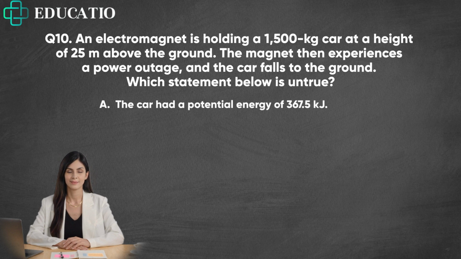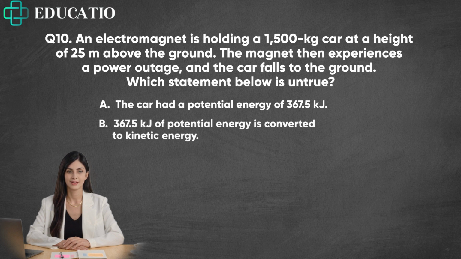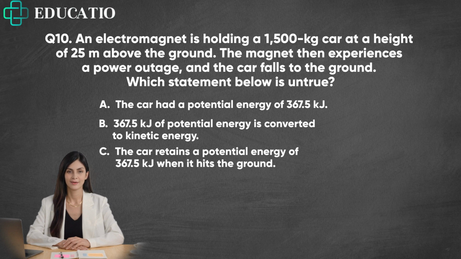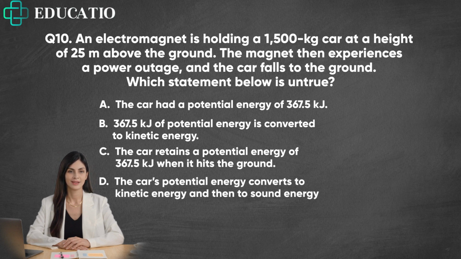A. The car had a potential energy of 367.5 kJ. B. 367.5 kJ of potential energy is converted to kinetic energy. C. The car retains a potential energy of 367.5 kJ when it hits the ground. D. The car's potential energy converts to kinetic energy and then to sound energy.